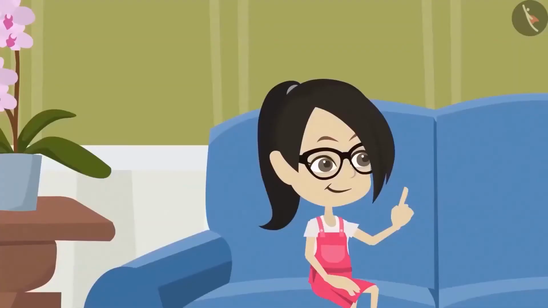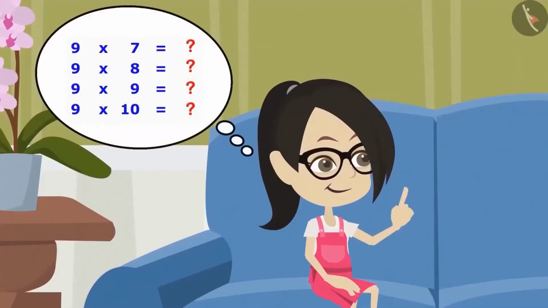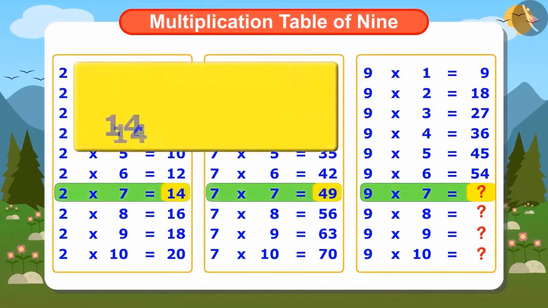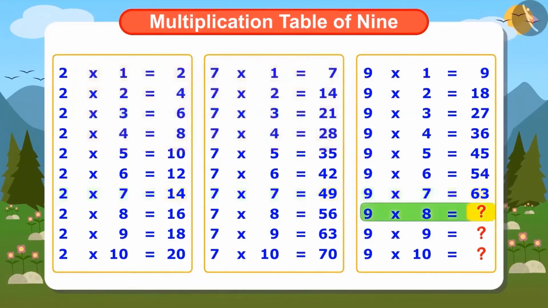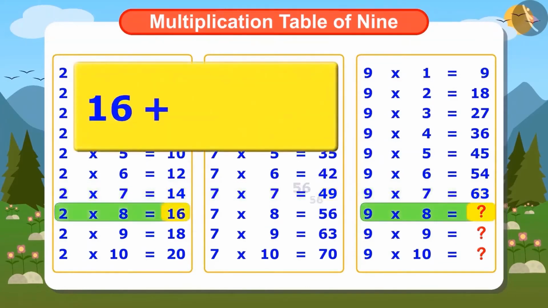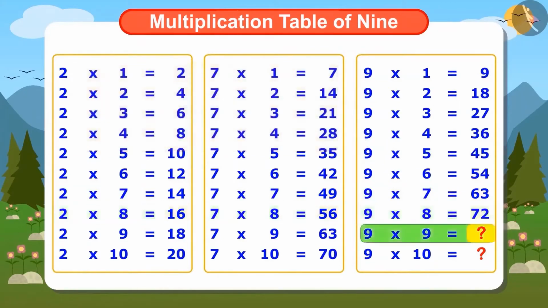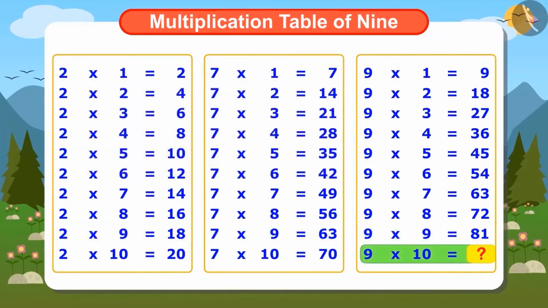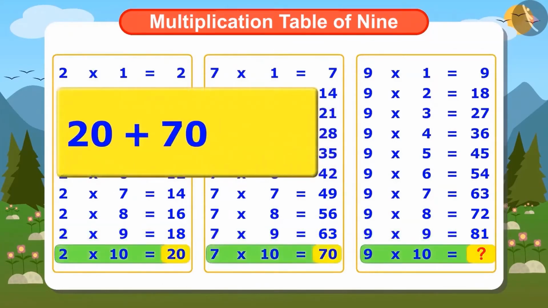Vandana wants to write the rest of the numbers of the table of 9 in a similar way. Now to find out 7 times 9, let's add the 7th numbers of the tables of 2 and 7, 14 and 49. The answer is 63. If we add 16 and 56 to find 8 times 9, the answer would be 72. To find 9 times 9, we will add 18 and 63. The answer is 81. Now let's add 20 and 70 to find the last number, which is 90.